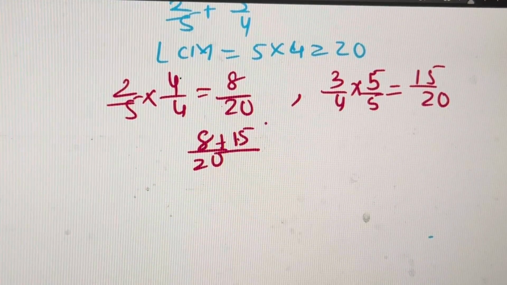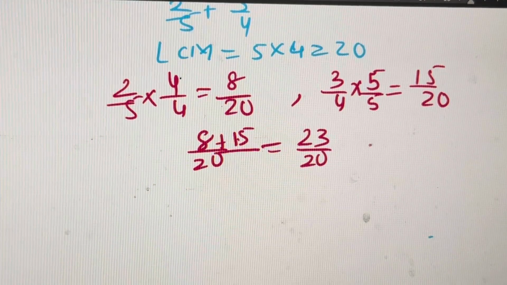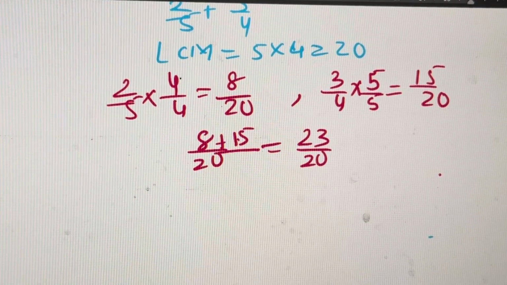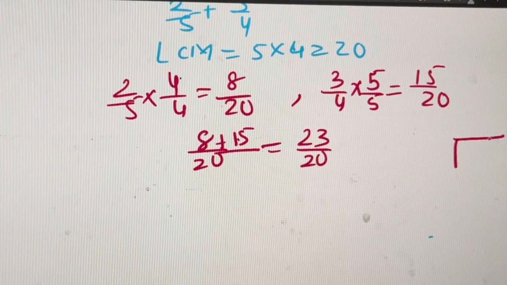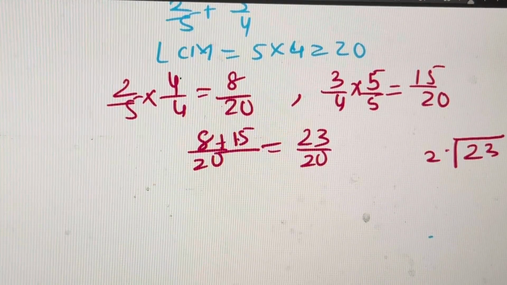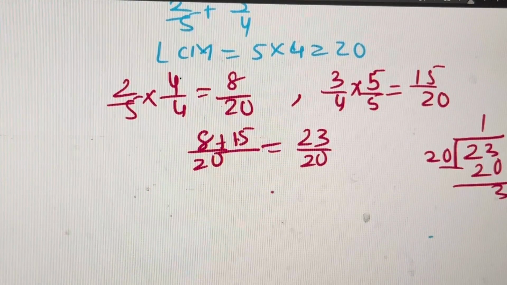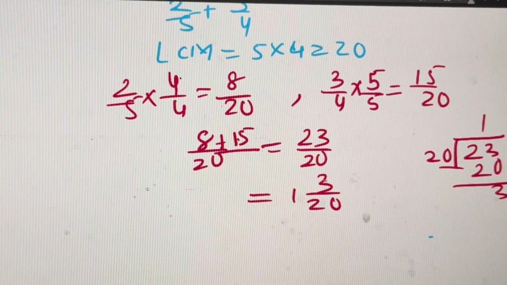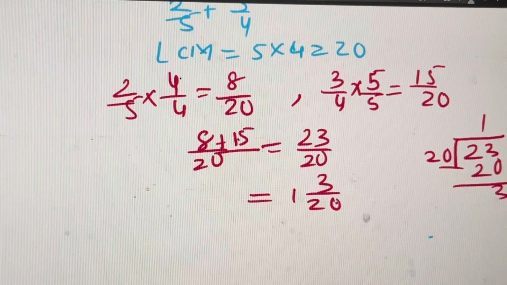So what do we add? We add just the numerator. Denominator remains the same. 15 plus 8 is 23/20. Now looking at this answer, you will not be able to decide whether it is enough or not. We need to convert it into mixed fraction. So if you divide 23 by 20, here the remainder is 3. So you get 1 whole 3 upon 20. This 1 whole represents 1 meter. So you can understand that it is little more than 1 meter.